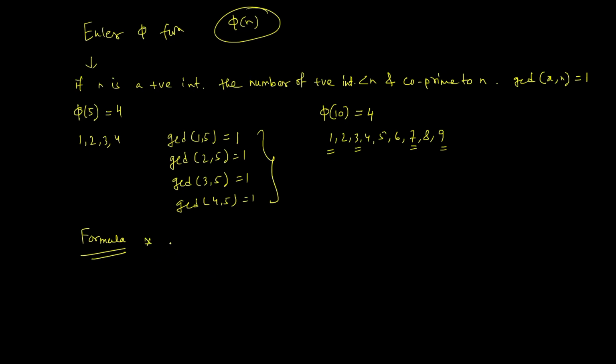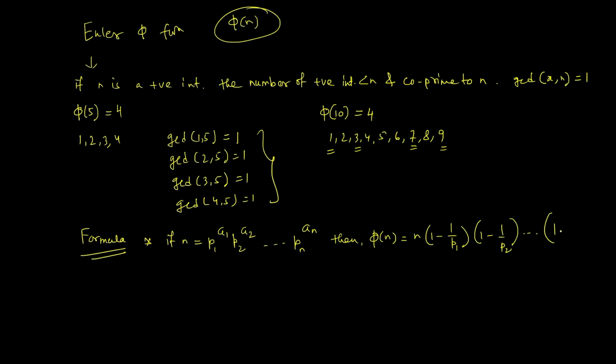Suppose n is a composite number, so it can be expressed as p1 power a1, p2 power a2, up to pn power an. Then phi of n is n times (1 minus 1 by p1), (1 minus 1 by p2), up to (1 minus 1 by pn). This is our first formula. All these formulas have their own proofs, so if you are interested, you can go through the proofs.